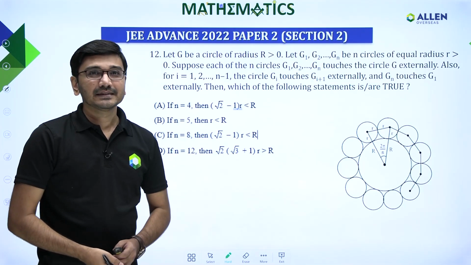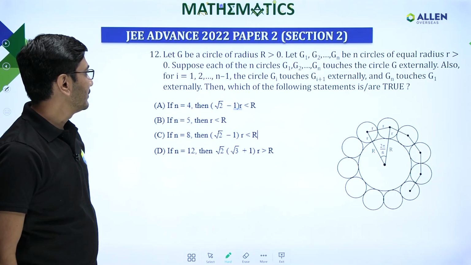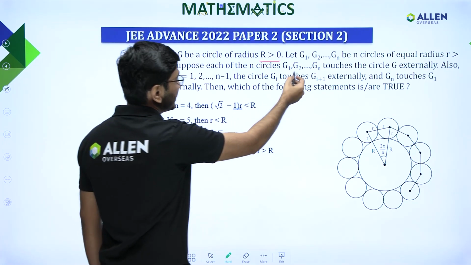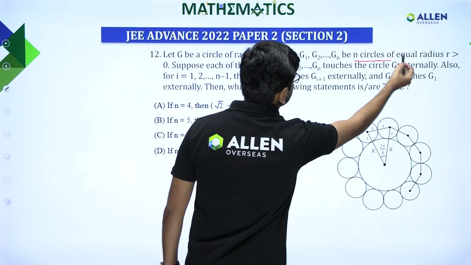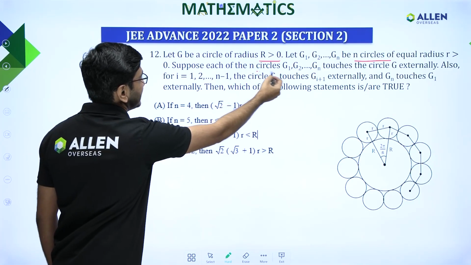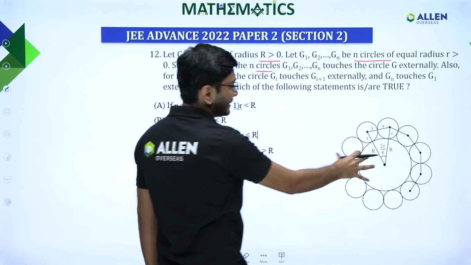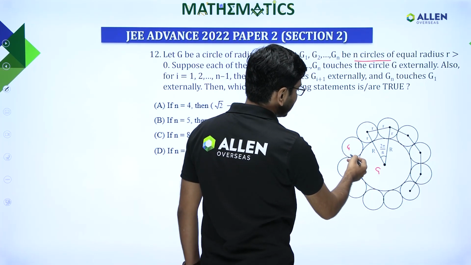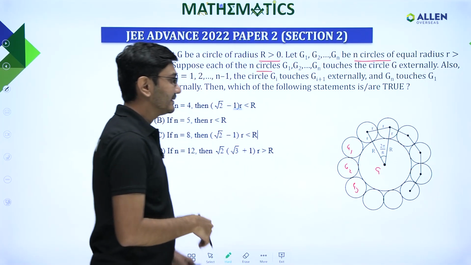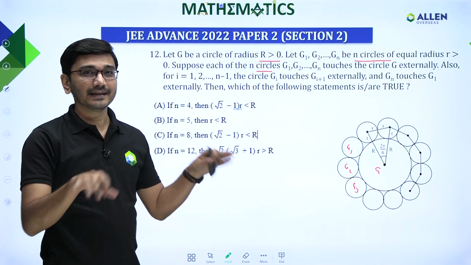Okay. Well, students, have a look at this question number 12. Let G be the circle of radius capital R, which is greater than 0, and G1, G2, G3 up to Gn be n circles of equal radius small r. Suppose each of these n circles touches the circle G externally, meaning the inner circle here is capital G, and all these circles are G1, G2, G3. So, all these outer circles are touching this inner circle capital G, and the outer circles are also touching each other.